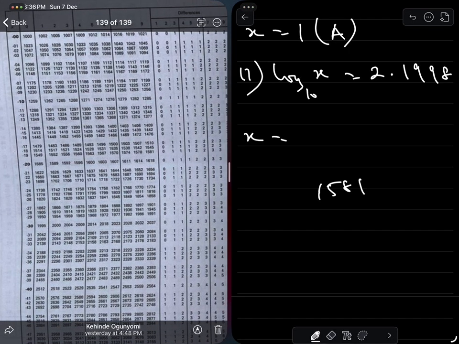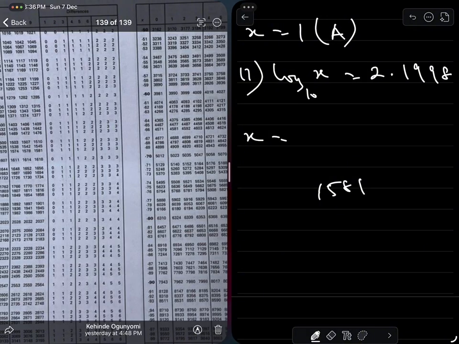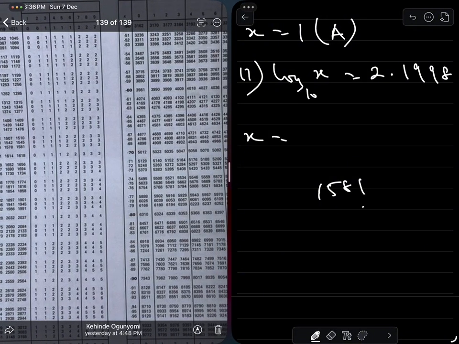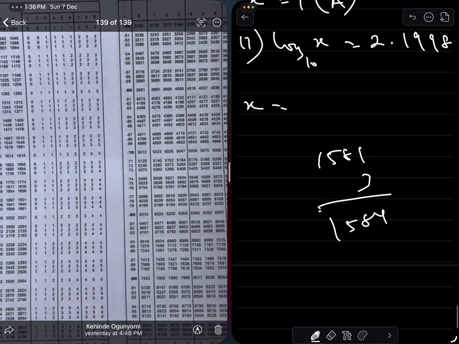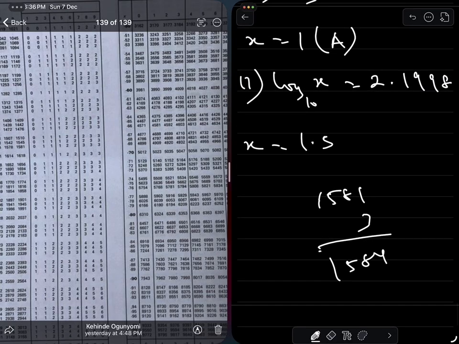1581, 19 under 9, difference 8. Difference 8 is 6 here. Difference 8 is 3. So that's 1584. And you know we write it as 1.584. You don't say times 10 to the power what? Times 10 to the power minus... times 10 to the power 2, since the characteristic of the logarithm is 2.